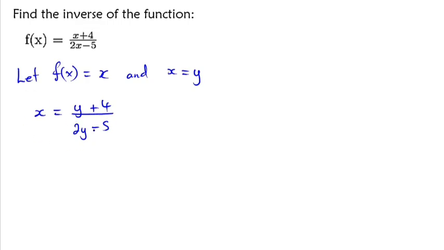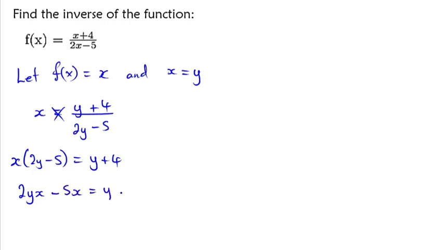So now at this stage, our job is to make y the subject of the formula. So if I cross multiply, this will give us x multiplying with (2y - 5), and this is equal to y + 4. So x times 2y gives us 2yx - 5x is equal to y + 4. Remember, we're making y the subject of the formula.